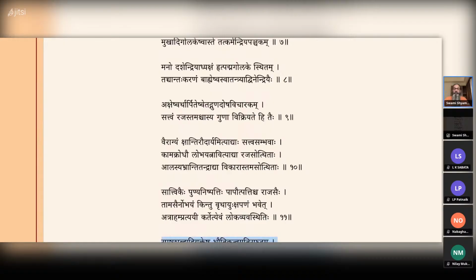Manodasendriyadhyaksham ritpadmagolake sthitam tachantah karanam bahye swaswatantriyad vinendriyaihi manaha dasa indriyadhyaksham. Mind is the boss of the 10 indriyas. Why so? How is it the boss? You see, we have discussed that even earlier.